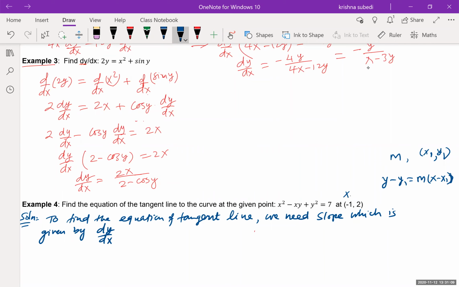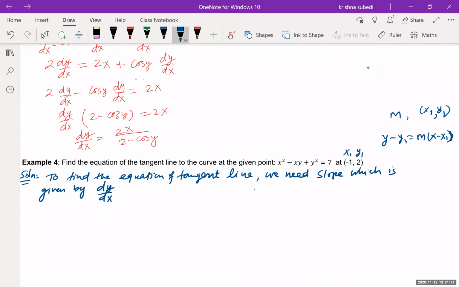The good news is the point is already given. So as soon as you are able to find the slope of the tangent line, you will be able to find the equation of the tangent line. So let us find the slope first. And the slope of the tangent line is given by the derivative. We already know that from our previous discussion from the previous chapter.